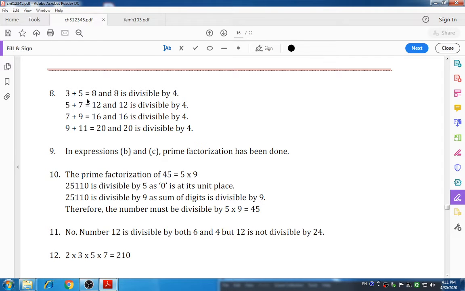So 3 plus 5 is equal to 8, which is divisible by 4. Likewise, 5 plus 7 is equal to 12 and 12 is divisible by 4. 7 plus 9 is equal to 16 and 16 is divisible by 4. 9 plus 11 is equal to 20 and 20 is divisible by 4. This way, we can find that the sum of two consecutive odd numbers is divisible by 4.